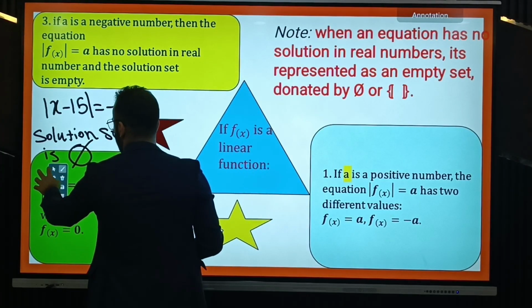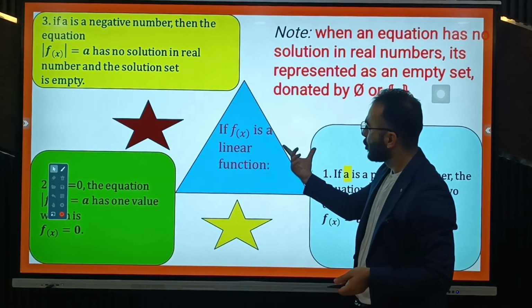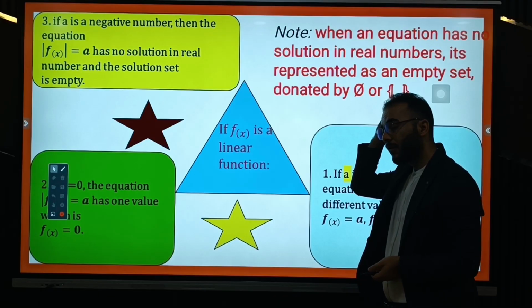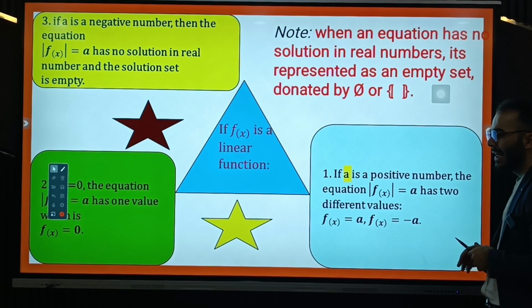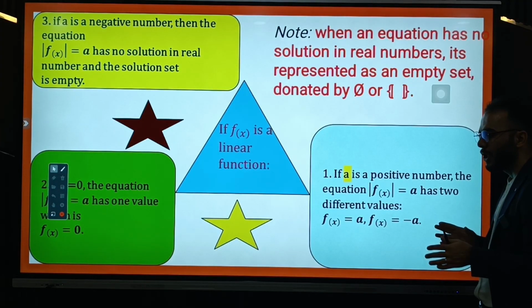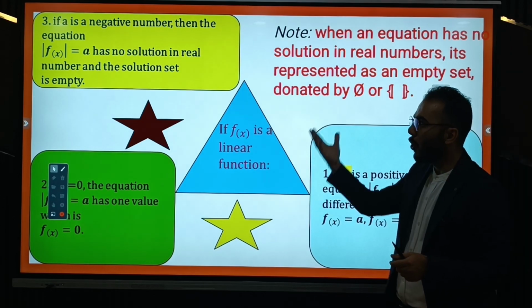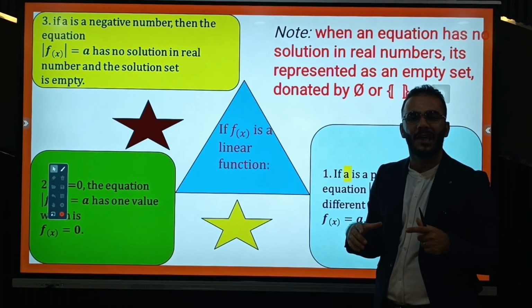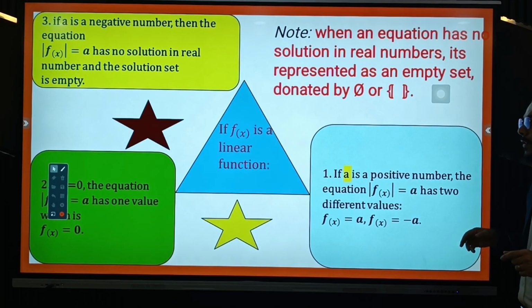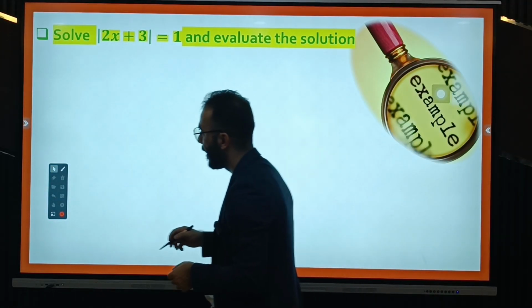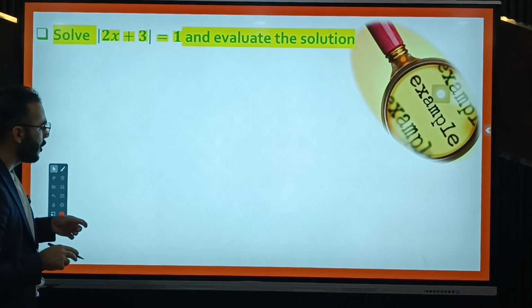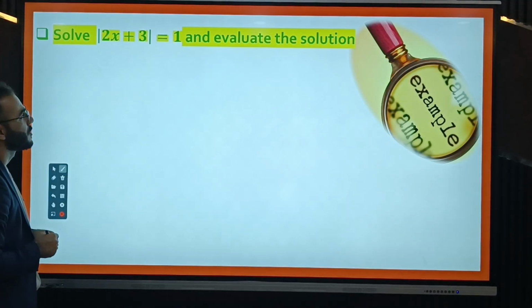So let's see what we have next. Regarding that matter, f of x was a linear function in an absolute value, and if we had an equation where the other side was a positive number, or 0, or negative, there will be different situations, and I want you to take care of them perfectly. So we have an example. Solve that equation and evaluate the solution. At the end, we need to evaluate whether the solution is correct or not. So let's just do this question.